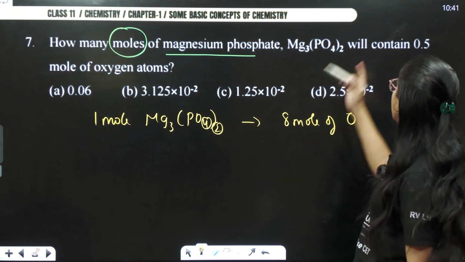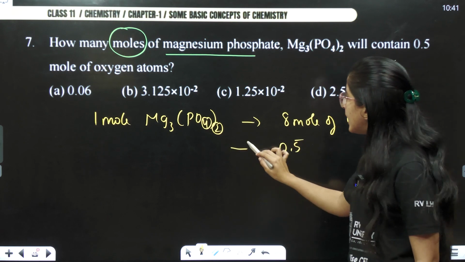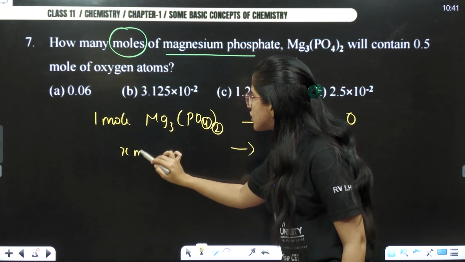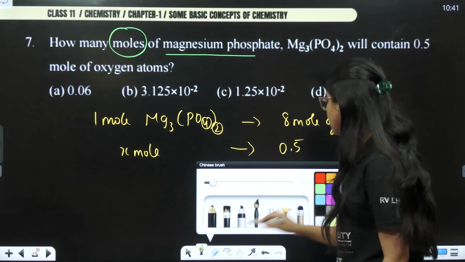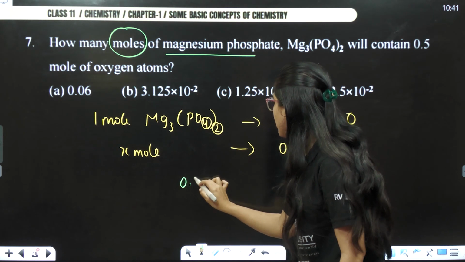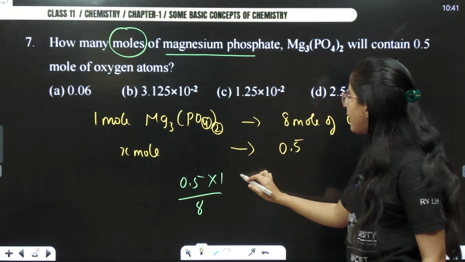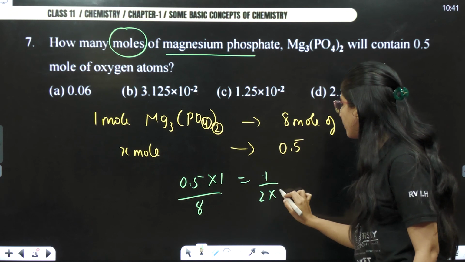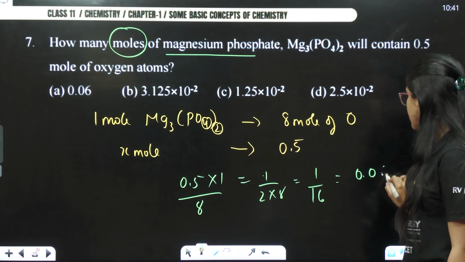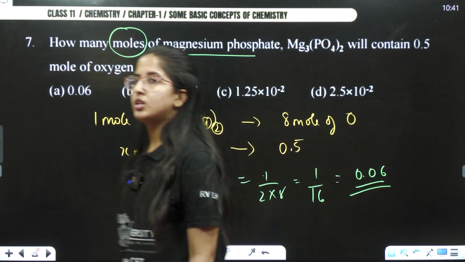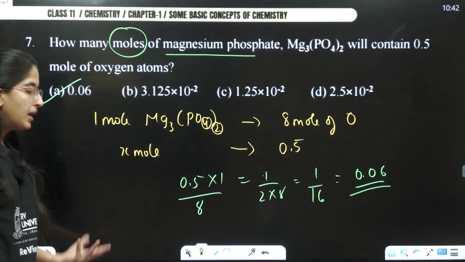Now they are asking, if the oxygen content is 0.5 mole, then how many moles of magnesium phosphate are we taking? So what is the value of X now? X will be simply 0.5 into 1 divided by 8. 0.5 is nothing but 1 divided by 2, into 8, 1 divided by 16, and it is nothing but 0.06. So the correct option will be option number A. Next question.